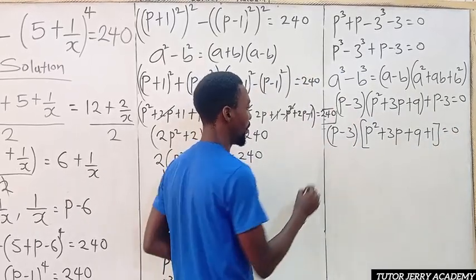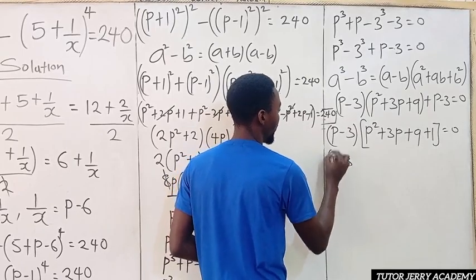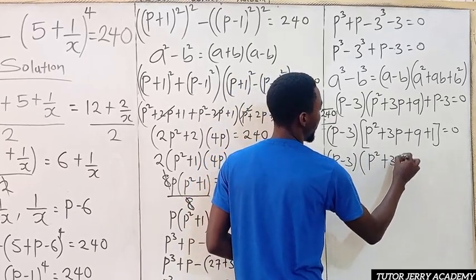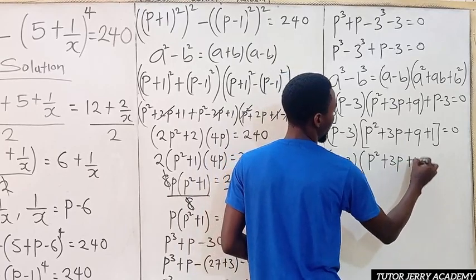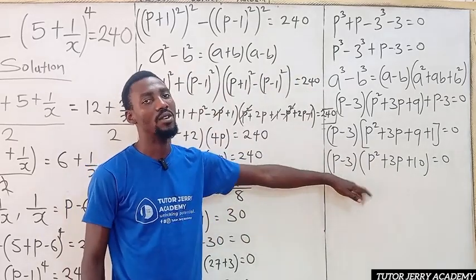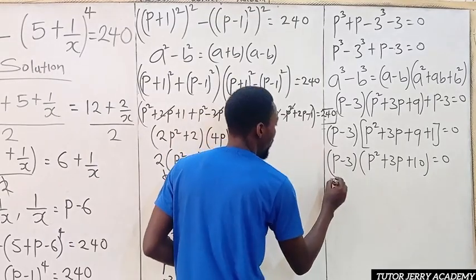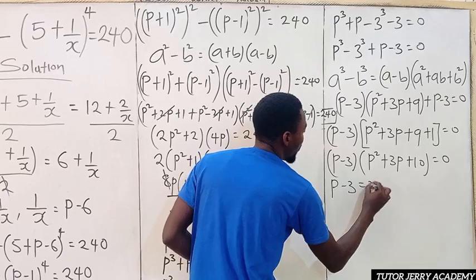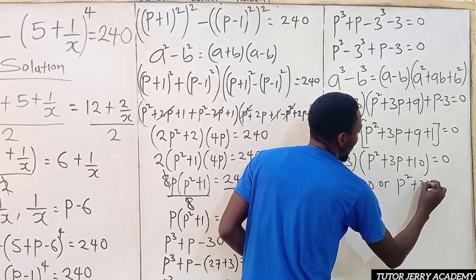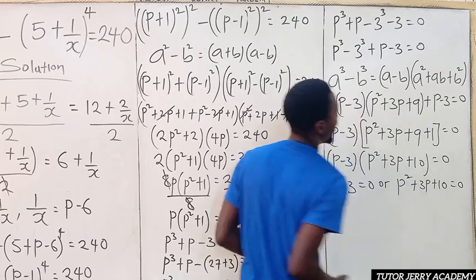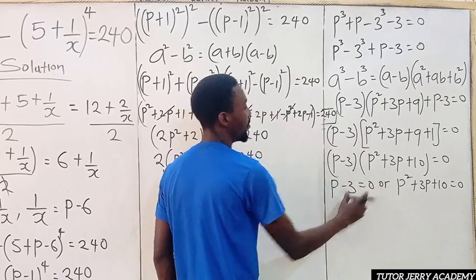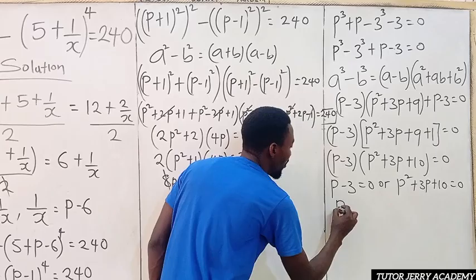All right. So now we can further write this as p minus 3 into p squared plus 3p plus 10, because 9 plus 1 is 10. Everything equals 0. So we can apply the zero law here: p minus 3 equals 0, or p squared plus 3p plus 10 equals 0. Here we can say that p equals 3, because if this 3 comes back, it's going to be 0 plus 3, which is 3. So the value of p here is 3.